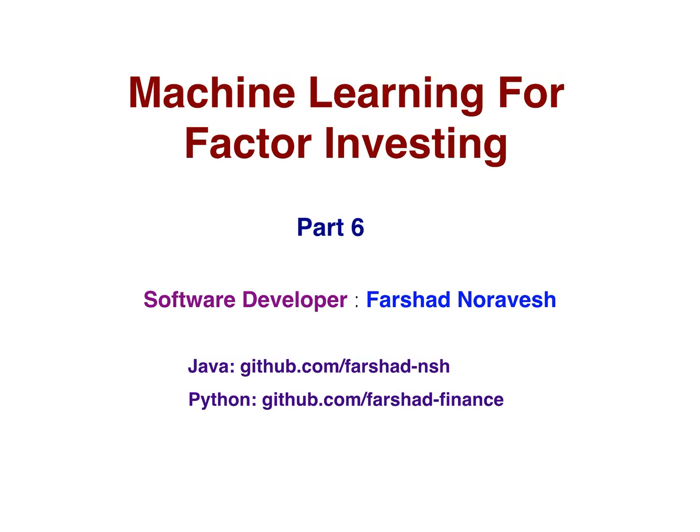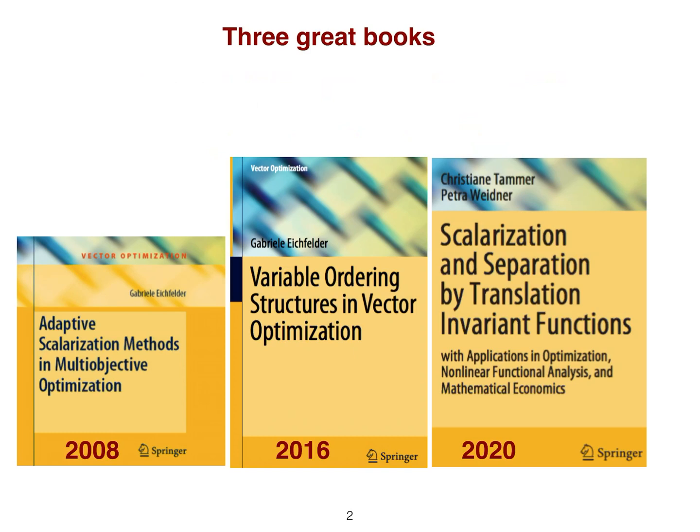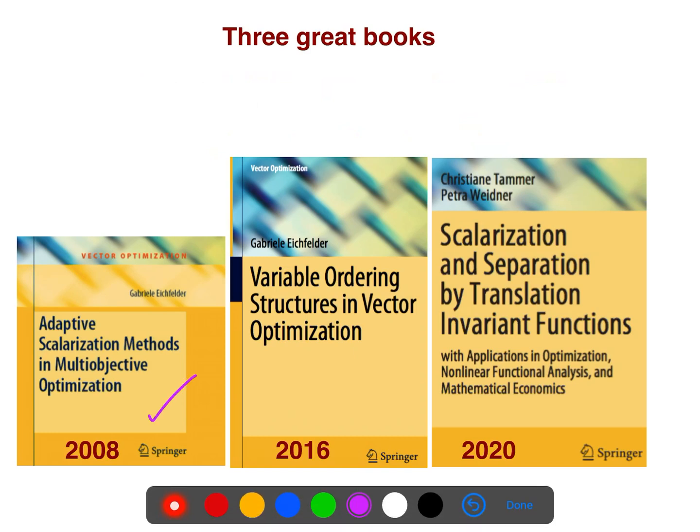All right, so let's just carry on. So I introduced the book of Gabriele Eichwedler in my last lecture, but she has written some other articles, some other books as well. I also introduced Christian Temmer. She is a German mathematician, and she's interested in location theory and multi-objective optimization theory in general.